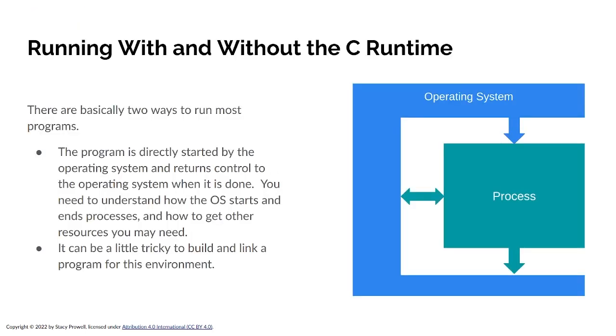So you can also run without the C runtime. Two ways to run most programs. It can be directly started by the operating system, which starts up a process, the process communicates with the operating system, and when it's done, it hands control back to the operating system. Let's think about this for just a minute. Our process is going to have memory. It's going to have a heap. It's going to have a stack. It's going to have all the stuff that a process has.